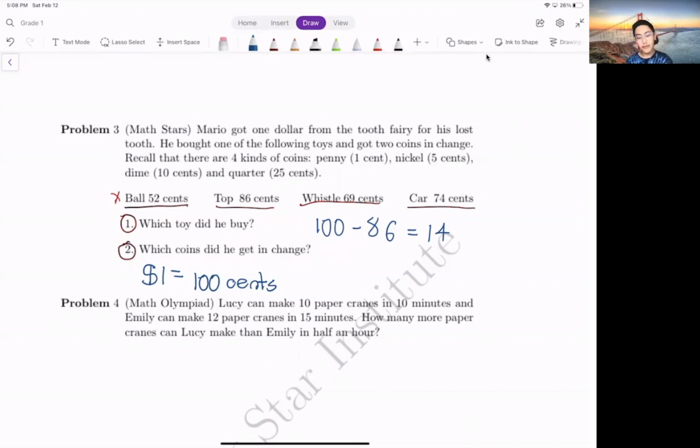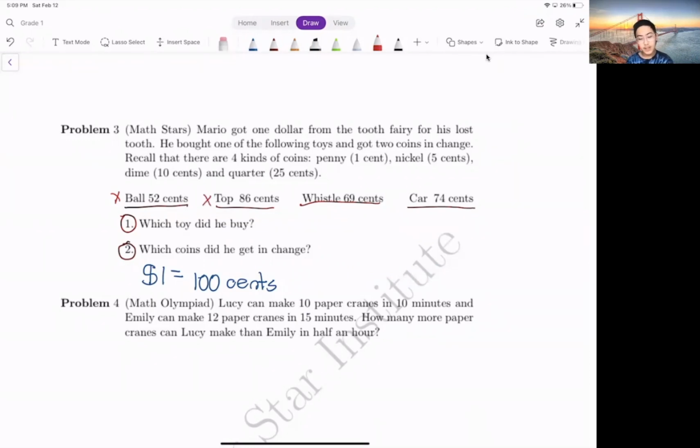So let's use a dime first. We know that that's 10, and let's add another nickel to it, which is 5, but that gives us 15 cents, which is 1 cent more than what change he got. So therefore we know that he did not buy the top as well.